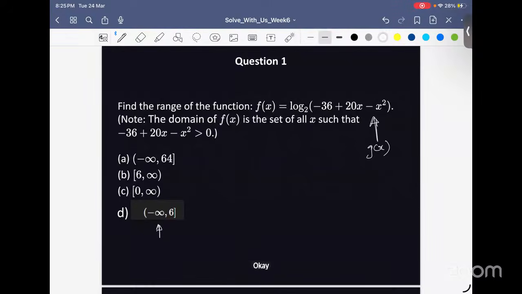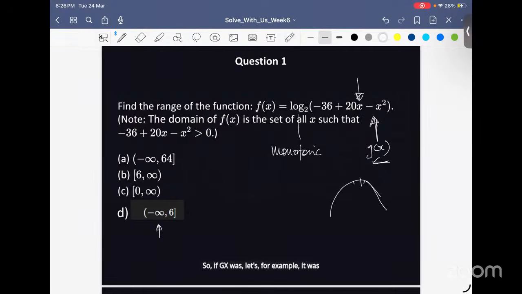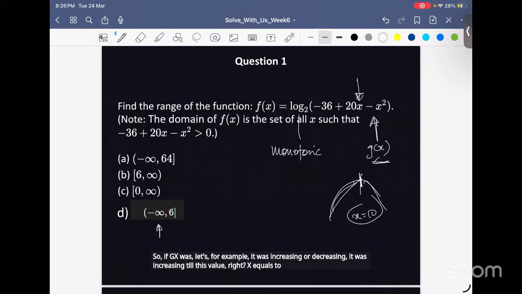So what I was trying to say is, this log is a monotonic function, right? So it will totally depend upon whatever the function inside the logarithm is. If g(x) was, for example, increasing till x equals 10, the log will also keep on increasing till x equals 10. And if it is decreasing from x equals 10 to infinity, the logarithm of this function will also decrease.